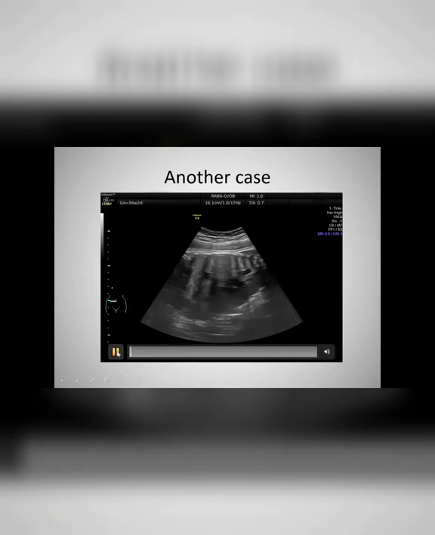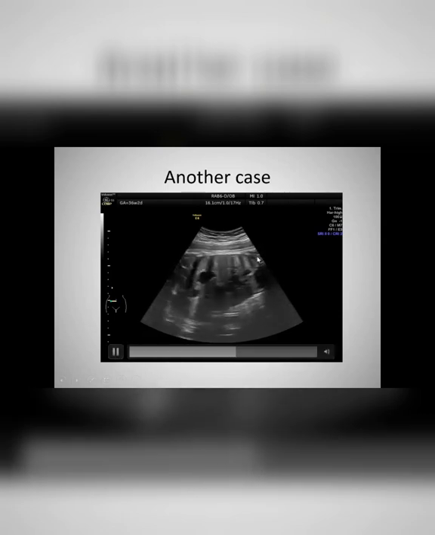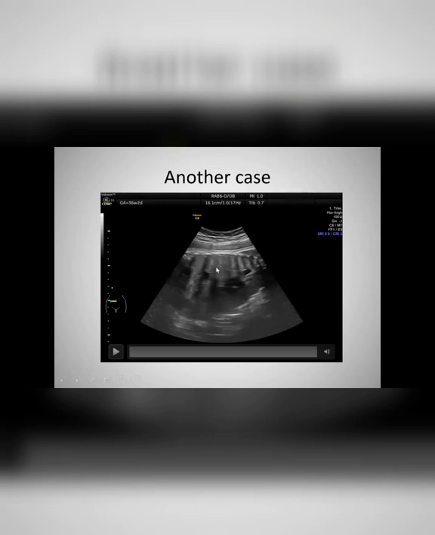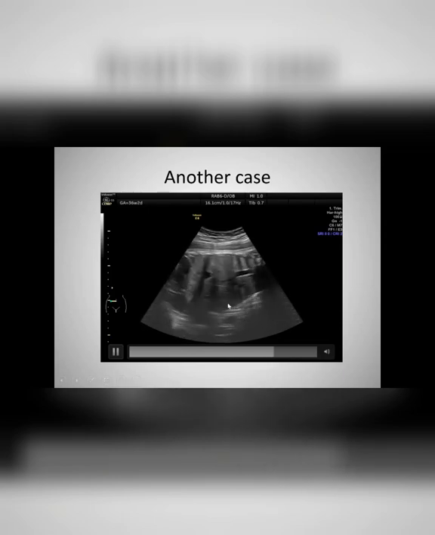Another case. It's a normal expanding chest, good respiratory movement. The echogenicity of the lung to the liver is higher, but in this case it's not so much high. There is a difference, but not so much. In that case, if we can use the FLAIR to measure the ratio between the lung and liver, it will be better, of course.